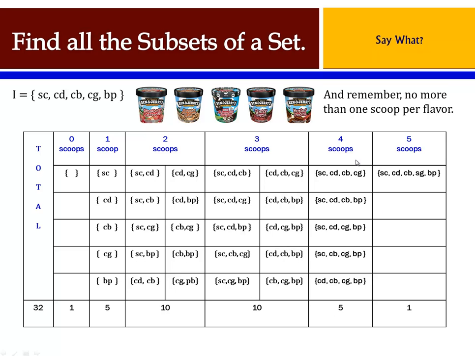Then we can go on to 4 scoops, and you'll see that there are 5 ways for that. And then, of course, the ultimate would be, you know what, I'll have 1 scoop of each. That's actually the original set. So there's a total of 32 subsets of this original set, as long as we include the choice to have nothing at all, the empty set, and the choice to have 1 of each, which is the original set.